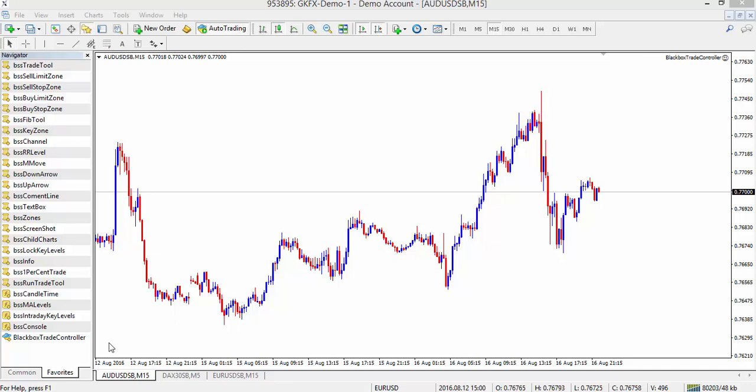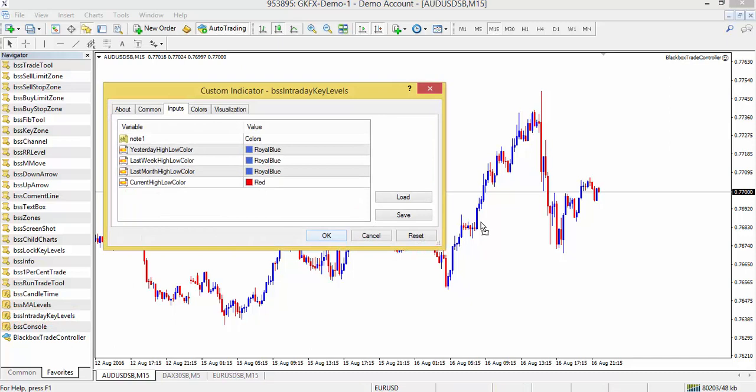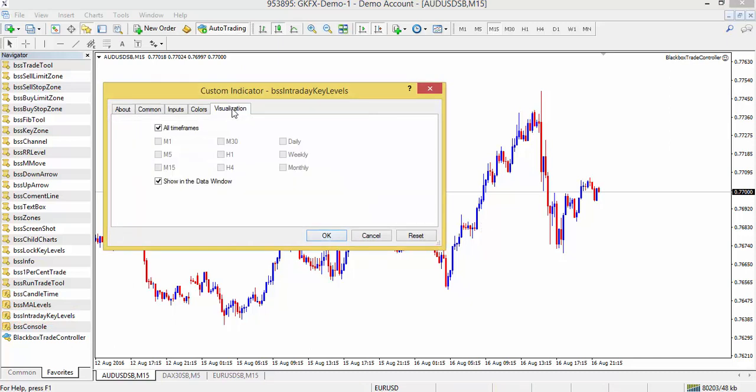The Intraday Key Levels Indicator is selected for use by dragging it from the Favourites tab in the Navigator window and dropping it onto the chart. Since these dynamic levels are most useful when trading intraday, they will be set to display on the lower time frames only.